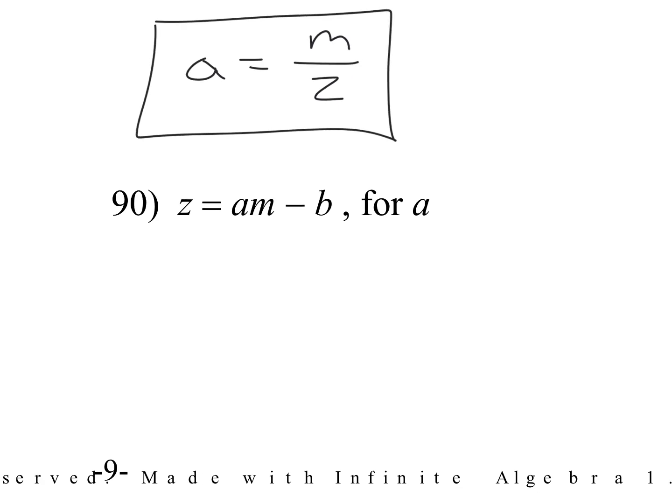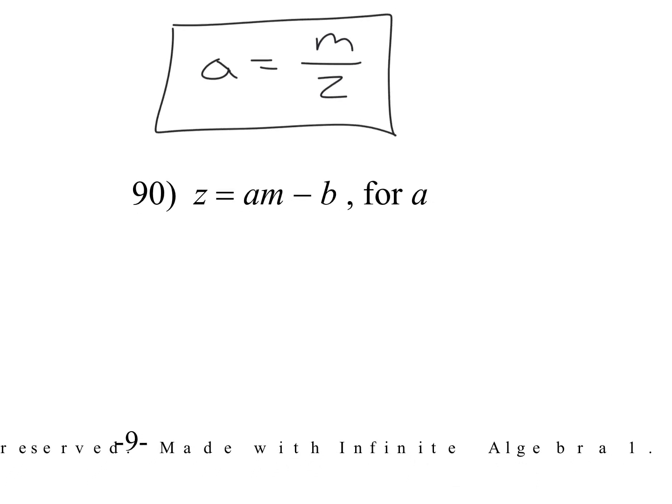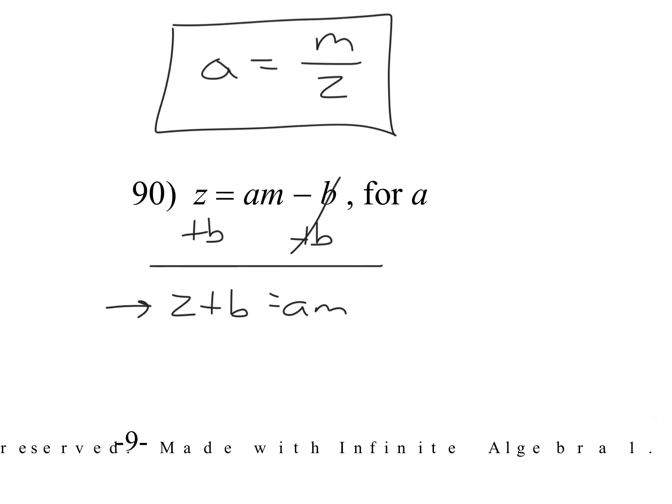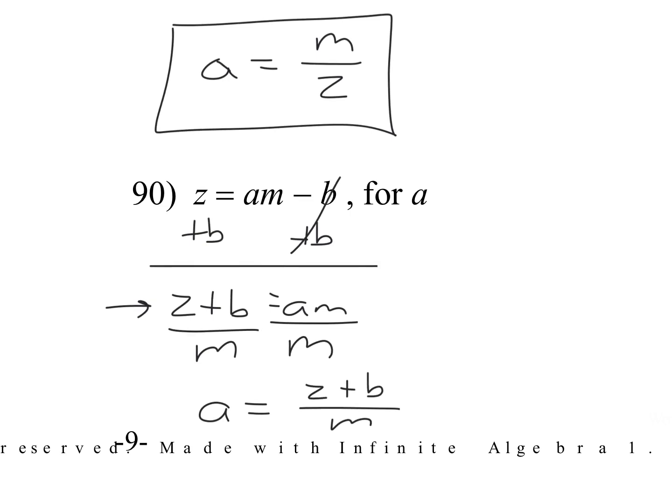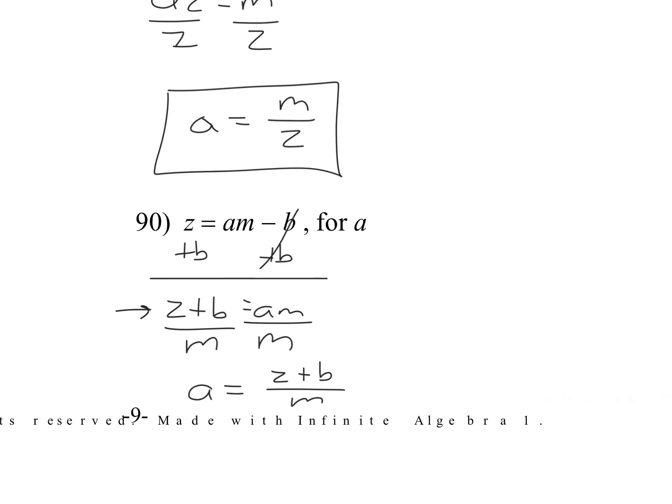Last one, right? Again, we want to get A by itself. What would my first step be? Add B. What do I have on my left side? Z plus B equals AM. So don't forget, if you add B, you're adding it to the other side. Z doesn't just go away. You still have that Z plus B. No letter is ever going to go away. The letters you start with are the letters you end with. And then we divide by M, so we get A equals, and then just leave that as one big fraction.